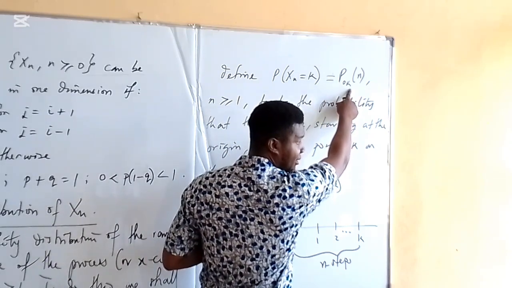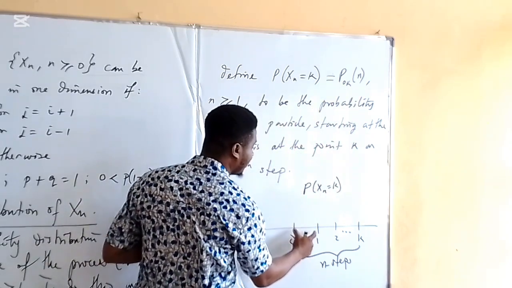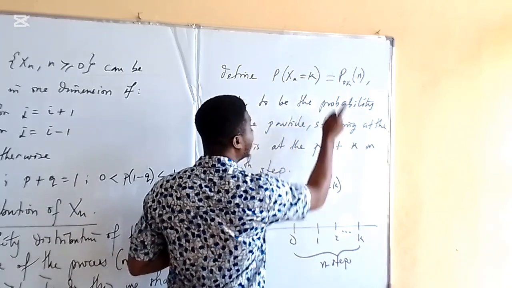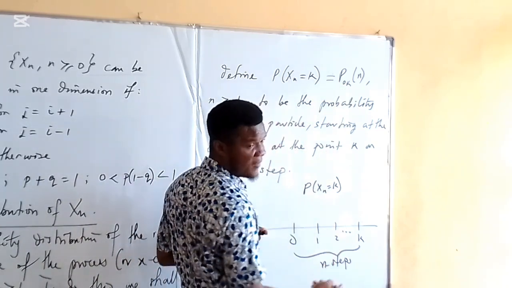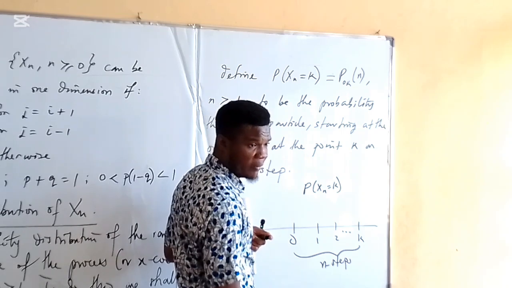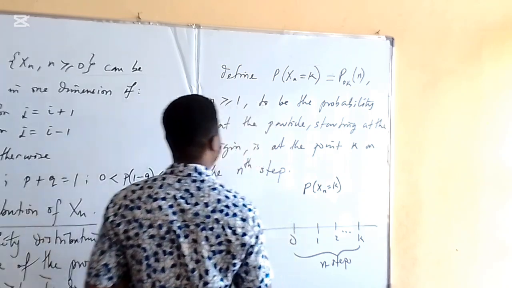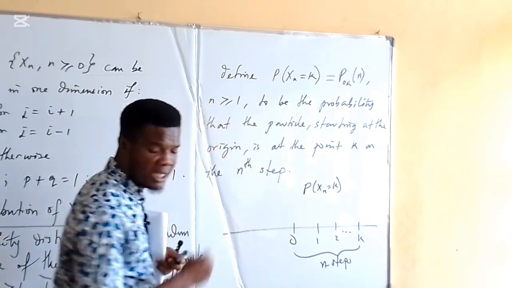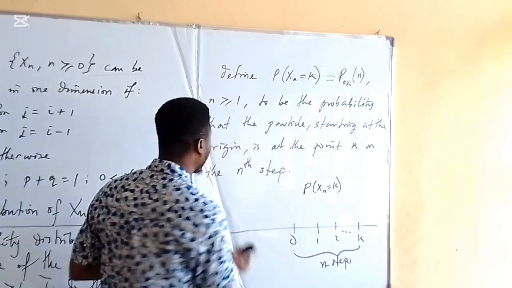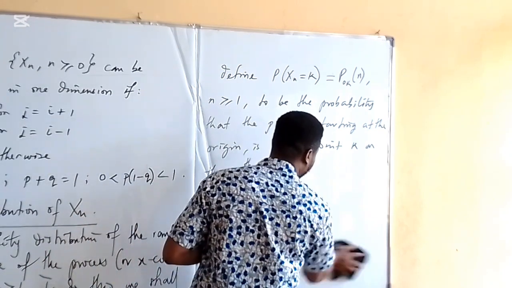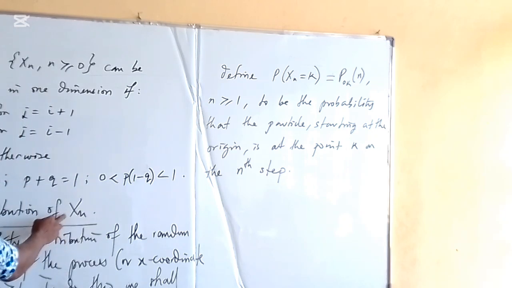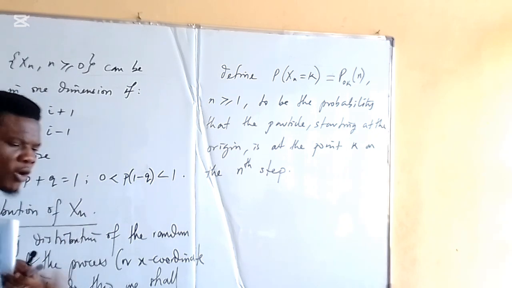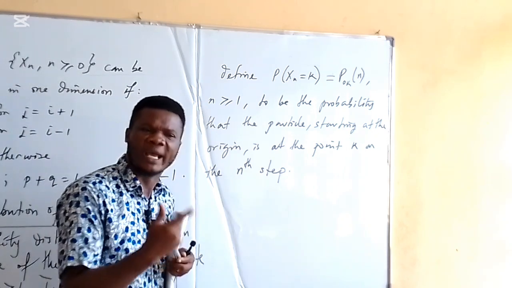Is it clear? So the probability is not the probability of moving from 0 to 1. Take note, your k can be 1, it can be 2, it can be any value. So it is a dummy variable. Okay? So that is what we are trying to describe, and we need that notation in trying to prove what? To develop the probability distribution of what? Xn.